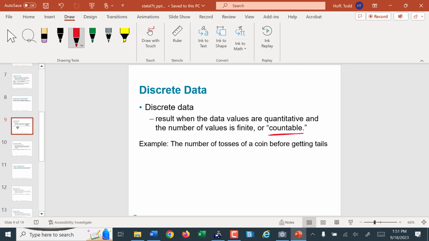This might be how many cars do you own? How many classes are you taking? How many children do you have? These are things that would be counted. Or if you toss a coin 100 times, how many times does it come up tails? That's something you would count. That is a discrete numerical variable.